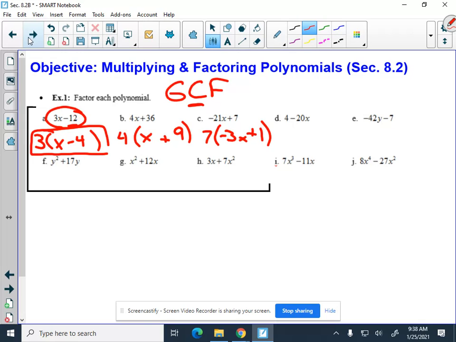Okay, so can you look at this next one? Can you figure out a number? Can you try that? I'm going to give you about 15 seconds to try. See if you can pull out a number that would divide out of both, the greatest common factor, and figure out this one in reverse.